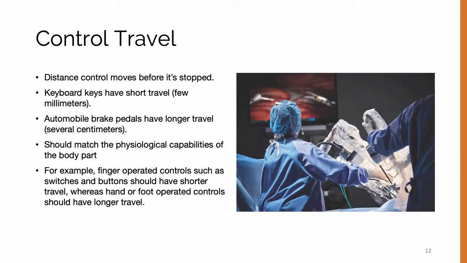Control travel refers to the distance a particular control moves before it's stopped. So you can think about that on your keyboard. You've probably typed on some of those old mushy keyboards, and you just feel like, wow, I really have to push down far in order for this letter F or this letter T or whatever to show up on the screen. That amount of movement is called the keyboard's travel.